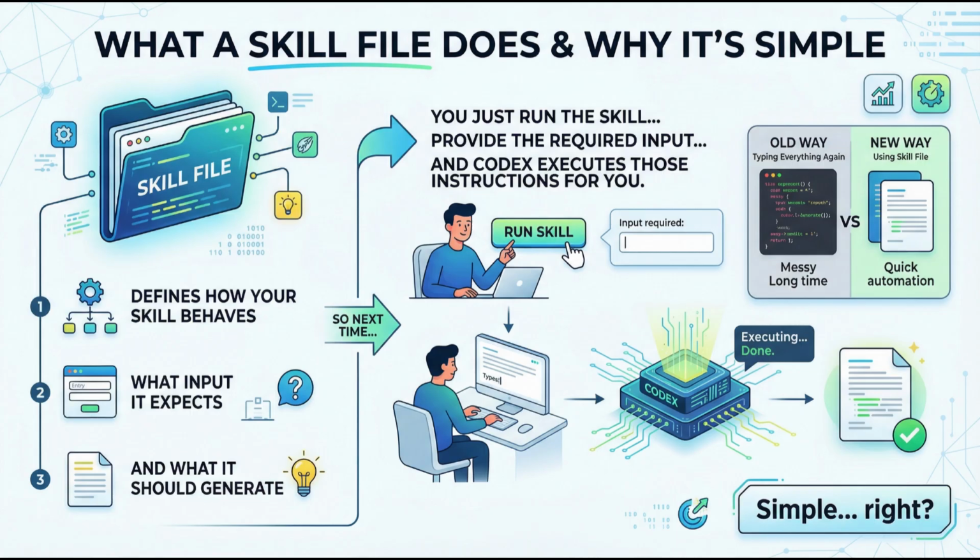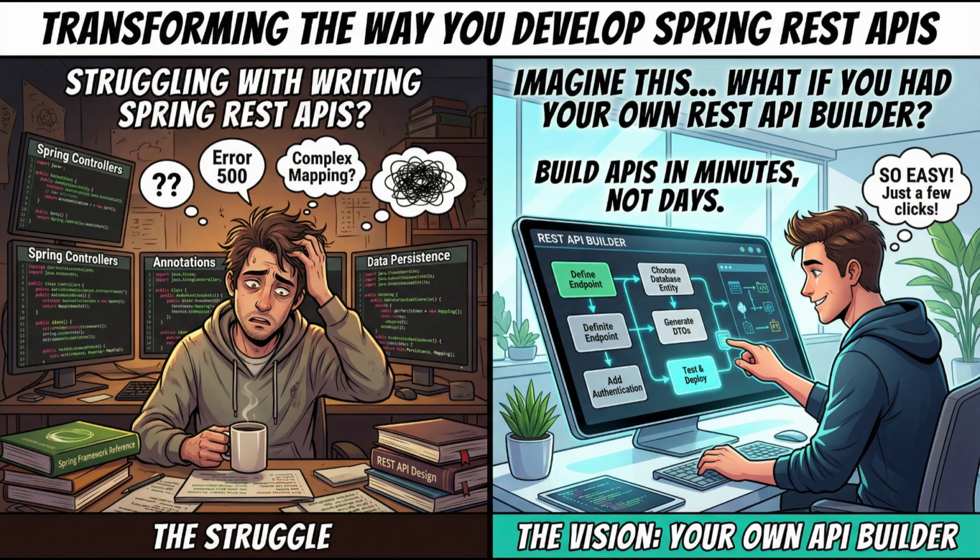And not just small prompts. You can create structured prompts with steps, clear input, and expected output. The skill file basically defines how your skill behaves, what input it expects, and what it should generate. So next time, you don't type everything again. You just run the skill, provide the required input, and Codex executes those instructions for you. Simple, right?